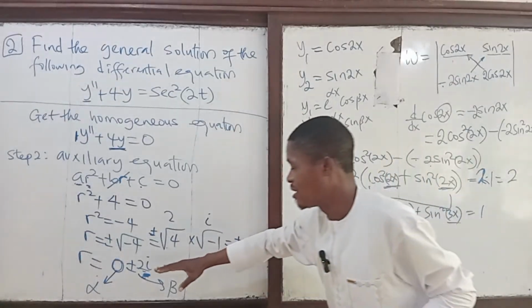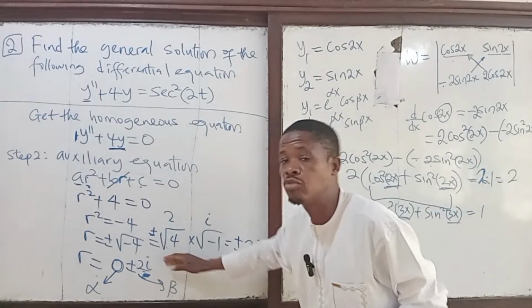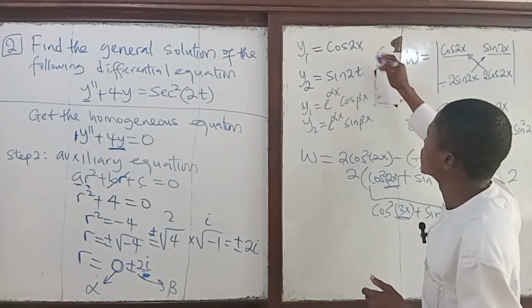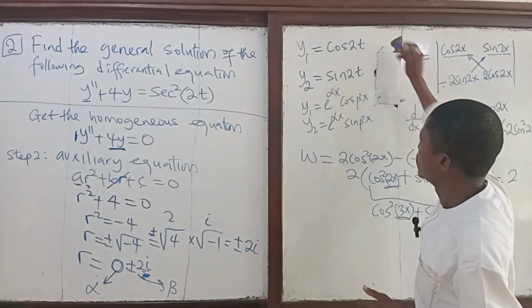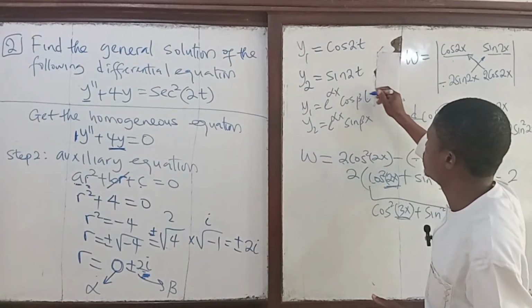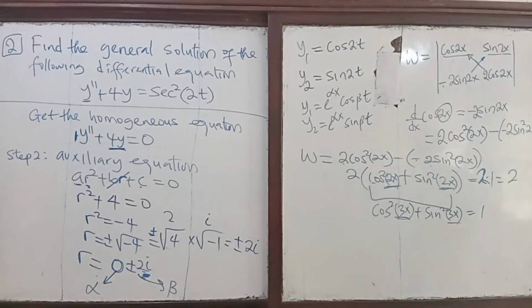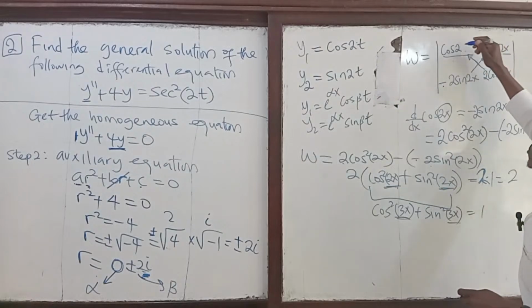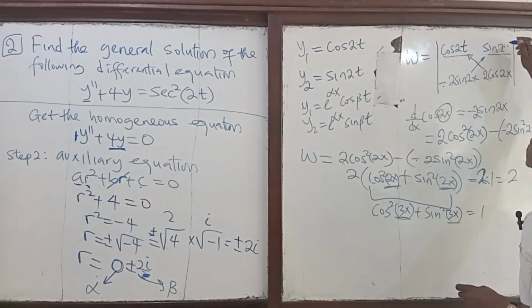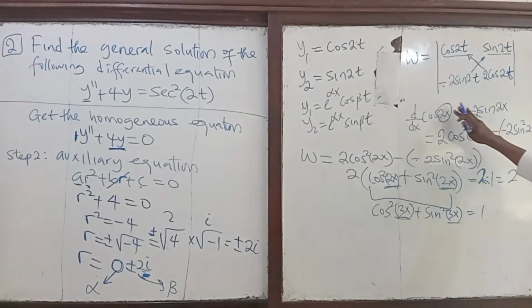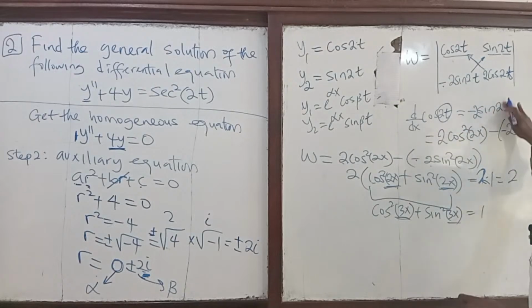So in this case, the auxiliary root will be what? This place it will be t. This place it will be t. This one also t. Everywhere you see x, just turn it to t, because it's a function of t. Everywhere you see the x, put t there.